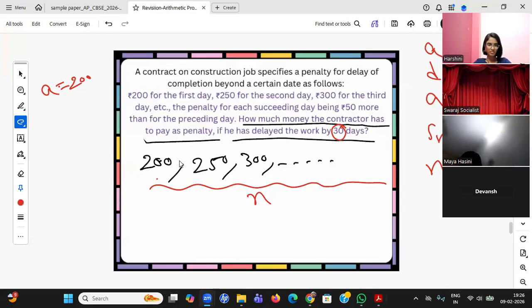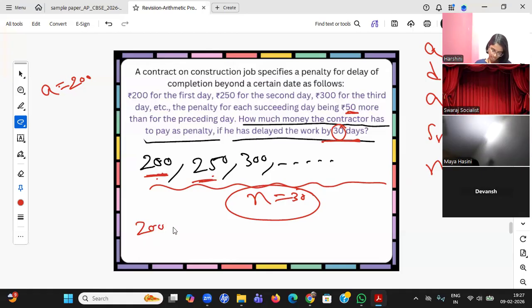Okay, students, you see there is a government job. Now the contractor has taken the job. The government has decided you need to submit in some days. If you delay it for the first day, you should pay 200. Second day, 250. Like that, after each day, he should pay 50 rupees extra. Finally, that contractor has delayed it for 30 days. So in our terminology, that 30 is nothing but n, the number of terms. In his terminology it is the number of days, but in our terminology, it is the number of terms.